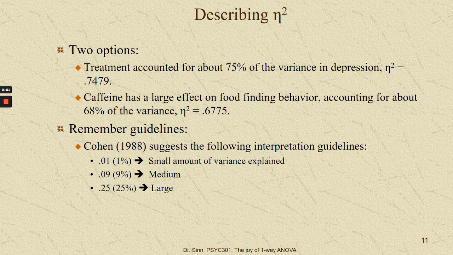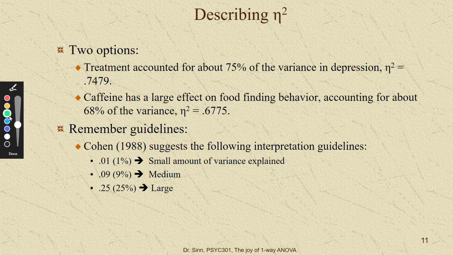If you're doing the write-up and you have an effect size to describe, you have two options as far as how I'm teaching you this to describe it. You could either use this first option and just say treatment accounted for about 75% of the variance in depression, and give that. You can also be more specific, say caffeine has a large effect on food finding behavior, and then explain the variance. So basically, both are acceptable. I'm not consistent in how I do them, so either one's fine.